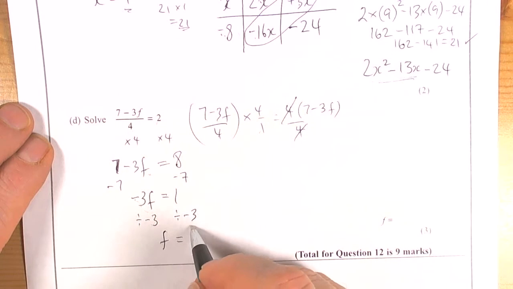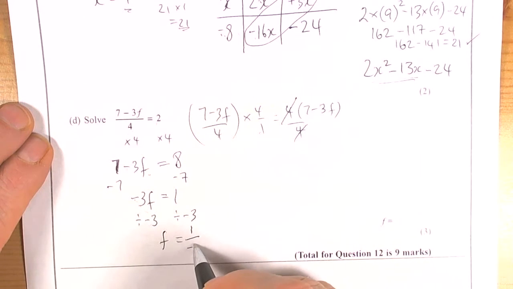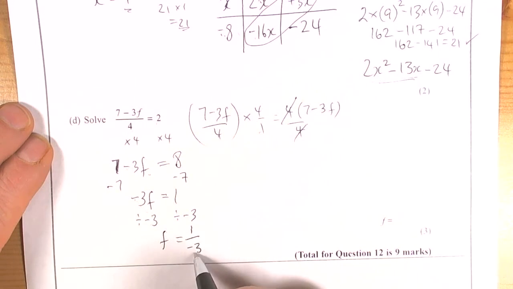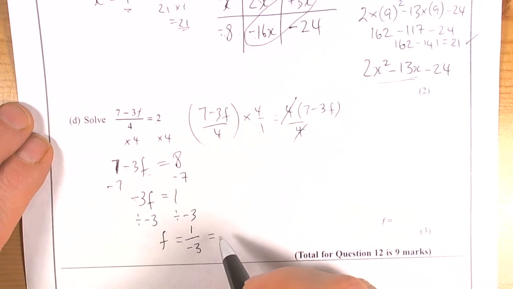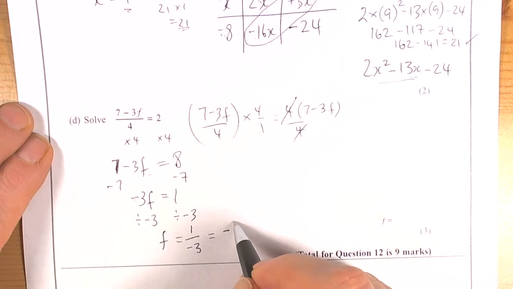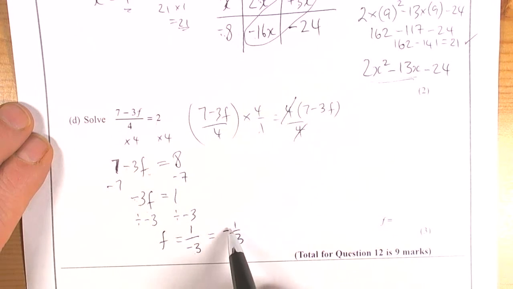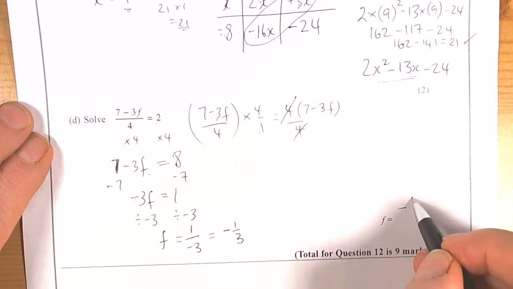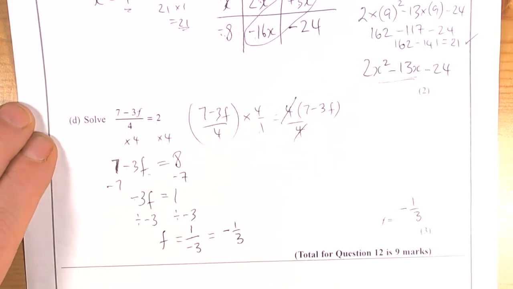So we end up with f is equal to 1 divided by negative 3. Now when you're doing division, remember you can leave it as a fraction. So 1 divided by negative 3. Negatives on the bottom, not nice, so we tend to put the negative in front, so it becomes negative 1/3. So f here is negative 1/3.